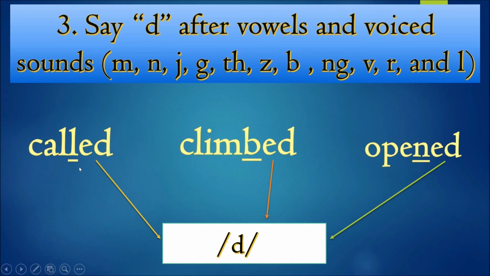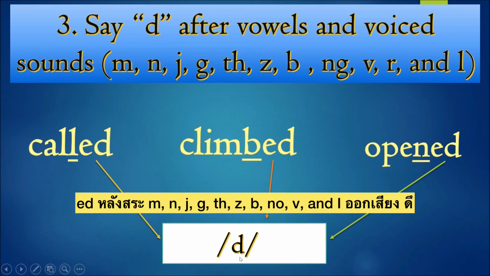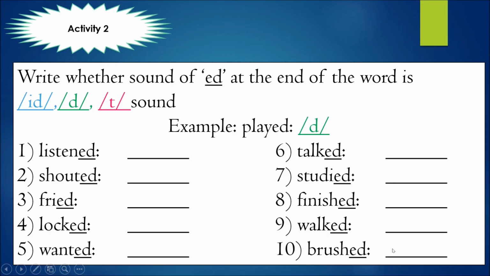Okay? So if the words end with M, N, G, TH, Z, B, V, R, and L, the sound of the ed is d. Okay?